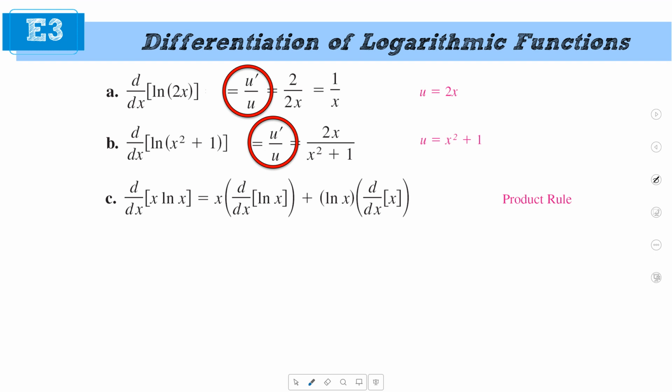Ooh. Product rule. Come on now. So notice that that's not a u prime over u right away. It's a product rule between 2 functions, x and the natural log of x. So if you'll recall, the first times the derivative of the second plus the second times the derivative of the first. Okay. What's the derivative of natural log? We just did that. No, it's not 1. Natural log of 1 is 0. It's 1 over x. What's the derivative of x? That's 1. We get that, which simplifies to 1 plus the natural log of x.